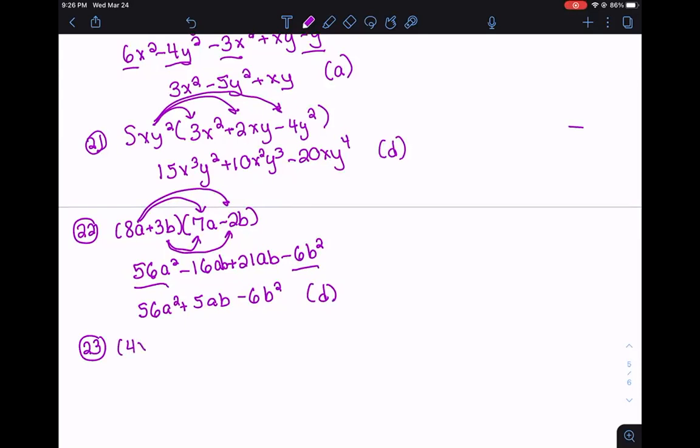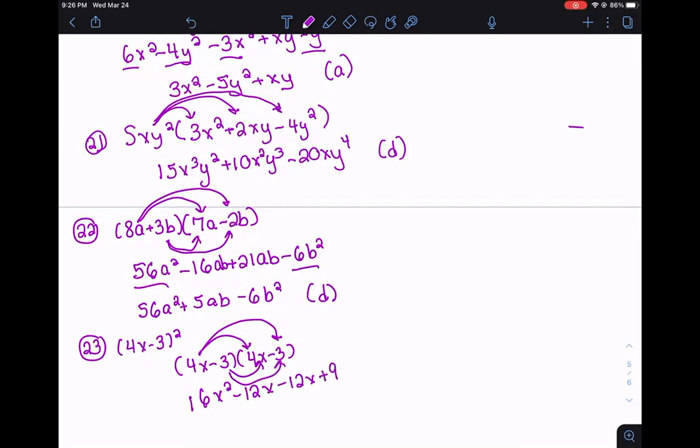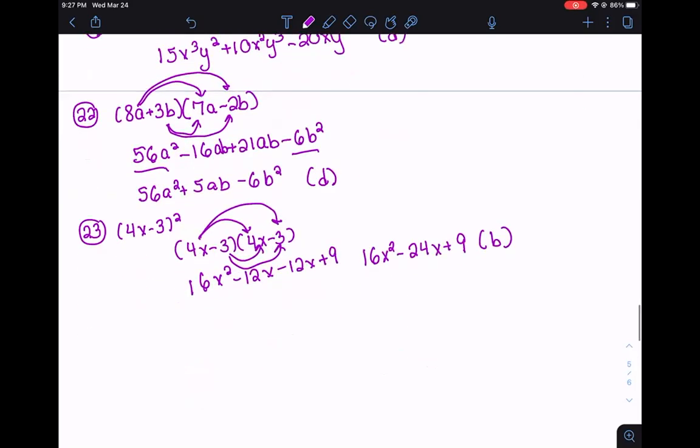23 is a binomial squared. So the binomial will be times itself. 16x squared. By the way, that now eliminates choice E. Minus 12x minus 12x plus 9. So I know I want something that ends in positive 9. So that already gives me choices only A and B. So you see what I'm doing? Middle terms combine to a minus 24x plus 9. So the answer here is going to be B. So you can do that when you're taking a test. That's why people love multiple choice.